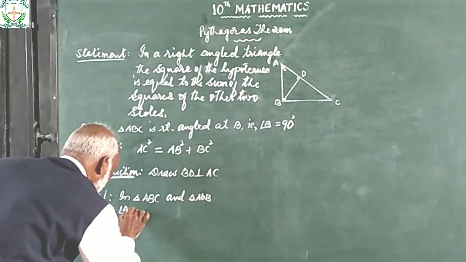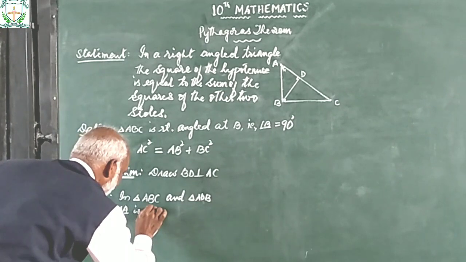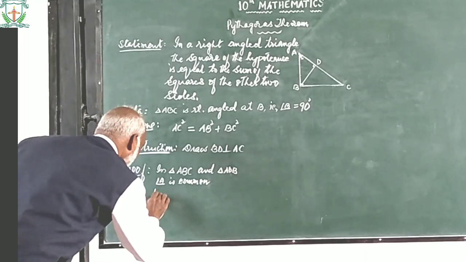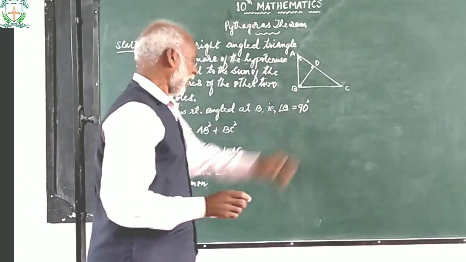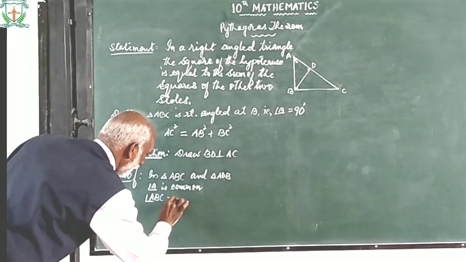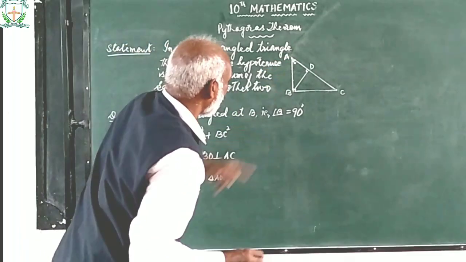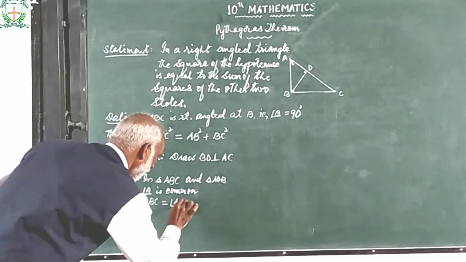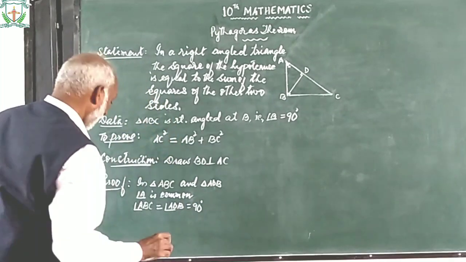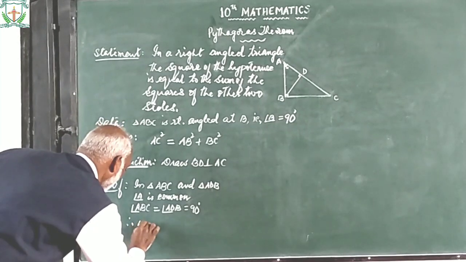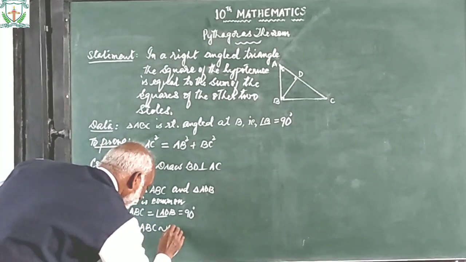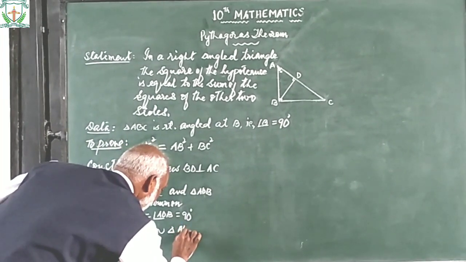angle A is common, and angle ABC is equal to angle ADB is equal to 90 degrees. Therefore, triangle ABC is similar to triangle ADB.